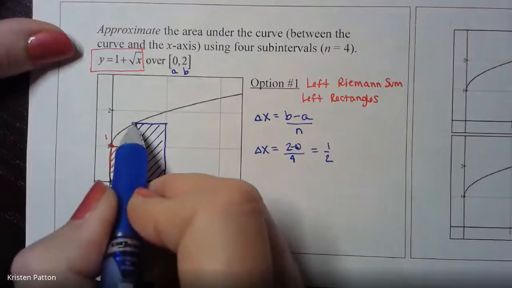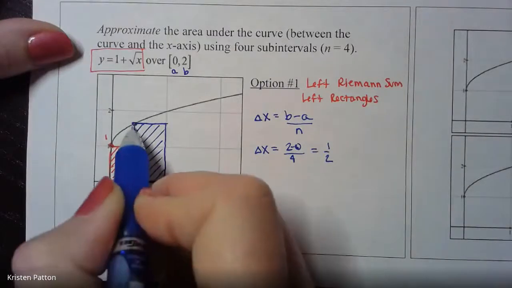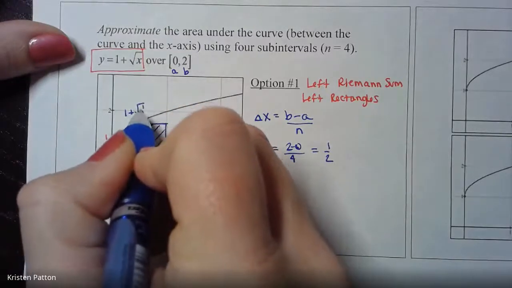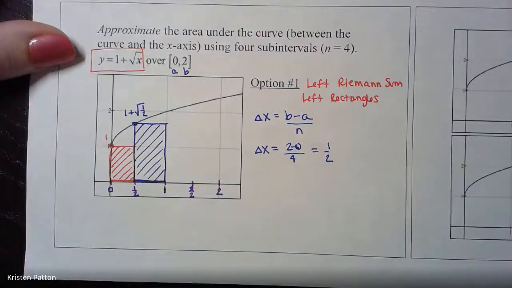The height here is this point. This x value is 1/2. So when I plug that x in, I get 1 plus the square root of 1/2. That's the height of my blue rectangle.